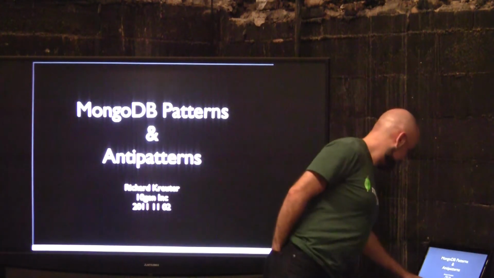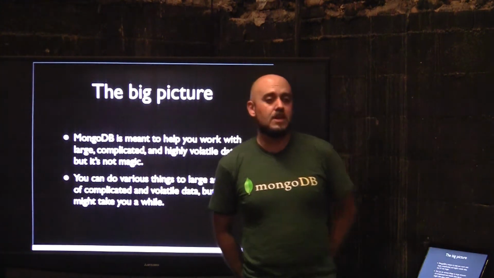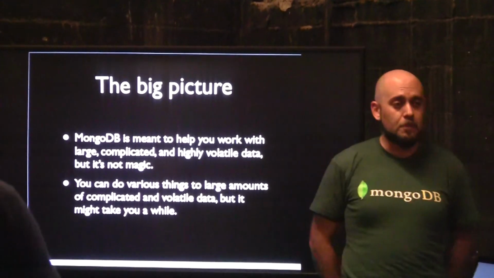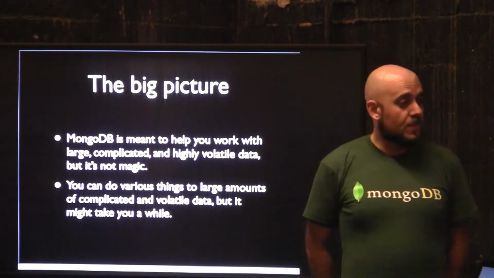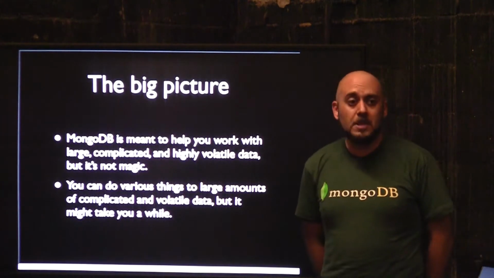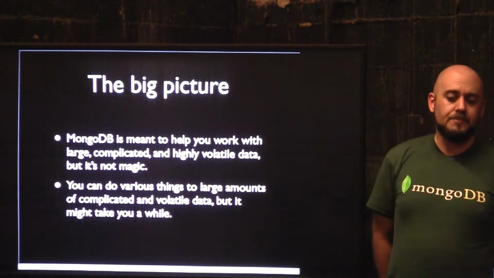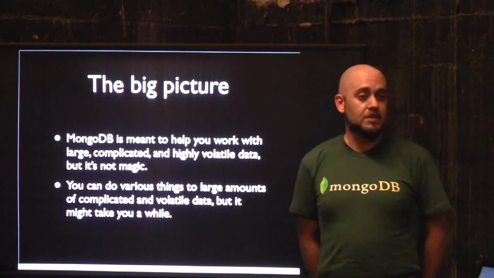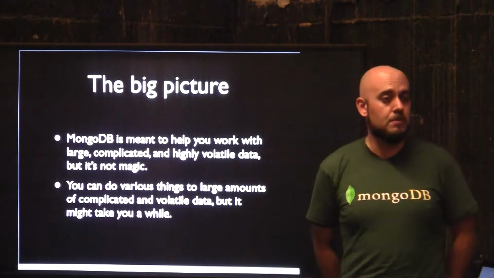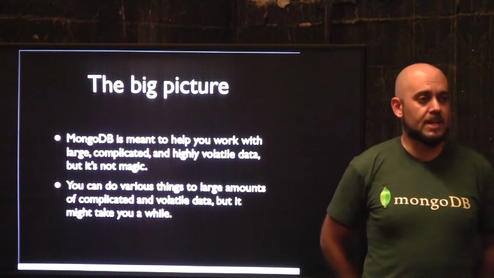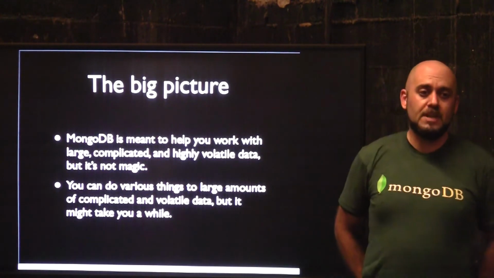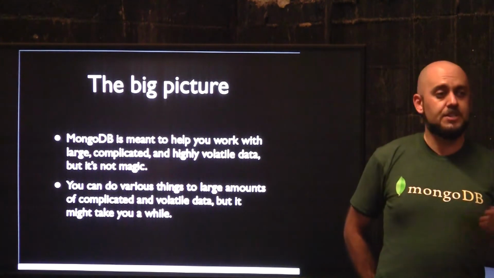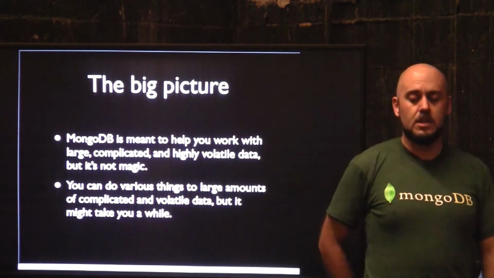Okay, so what's the big picture? MongoDB, we claim, is designed for helping you work with large volumes of highly volatile, complicated data. So you might have a huge amount of data that is relatively simple in structure, or you might have a small amount of data that is fairly complicated in structure, or somewhere in between. And you might be writing it at a very high rate, or it might be that you're inserting lots of documents, but once those documents are inserted, you don't change them very much, maybe for various kinds of reasons.